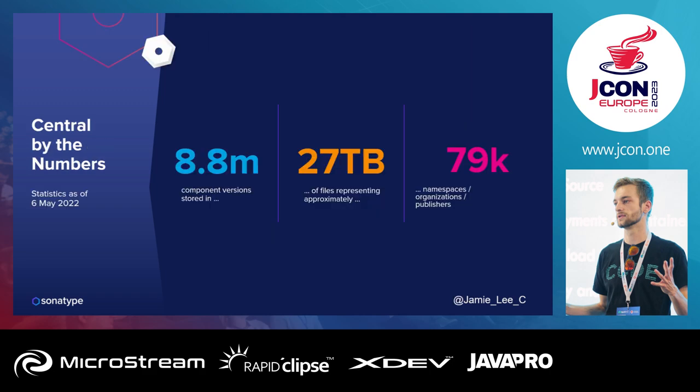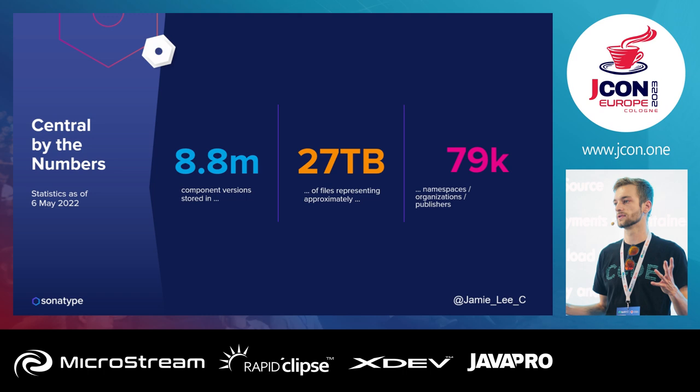Some of the numbers for Maven Central. This is from May 2022. Of course, the great thing about Sonatype is we have lots and lots of data because we run Maven Central. So we can create some great reports on what people are downloading, how much they're downloading, how long they stay on a vulnerable version, for example, before they move to a non-vulnerable version. So there's lots and lots of information we gather. But as you can see, it's quite large. So 8.8 million component versions. That's probably more like 9 now. 27 terabytes of data. You can start to see how big this bill actually would be on AWS. And 79,000 different namespaces and organizations. And I'll tell you a little bit about how that works in a minute.